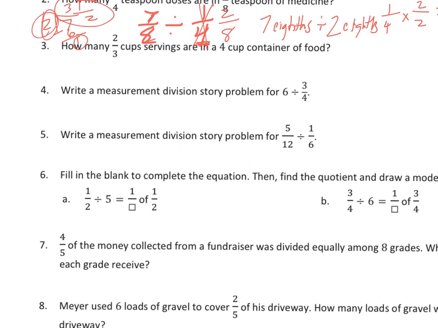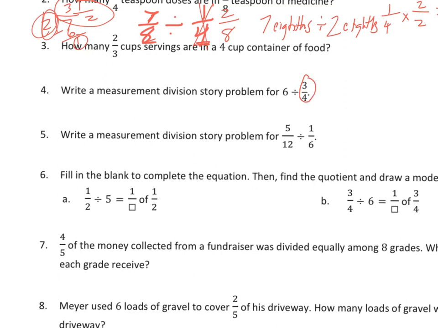Let's skip down to 4. It says, write a measurement division story problem for 6 divided by 3/4. So, keeping in mind what measurement and partitive is, measurement is when we know how many go in each group, but we have to figure out how many groups there are. So we know the size of the group is 3/4. We just need to know how many groups.